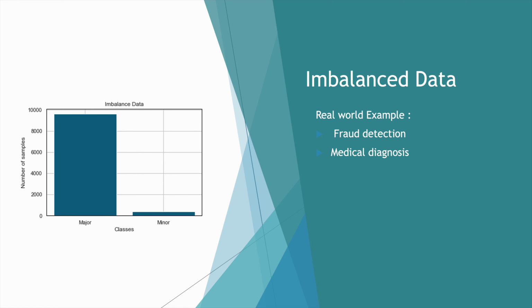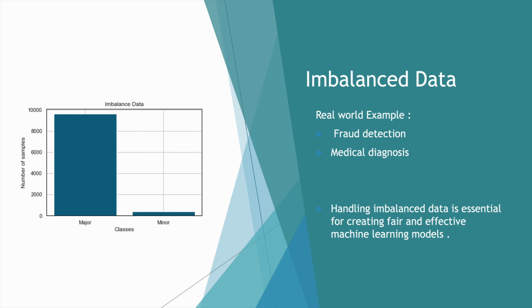So when we train our model using such data, the model trains on the majority classes and tends to neglect the rare or minority classes, which results in an unfair and biased machine learning model. So handling imbalanced data is essential for creating a fair and effective machine learning model.